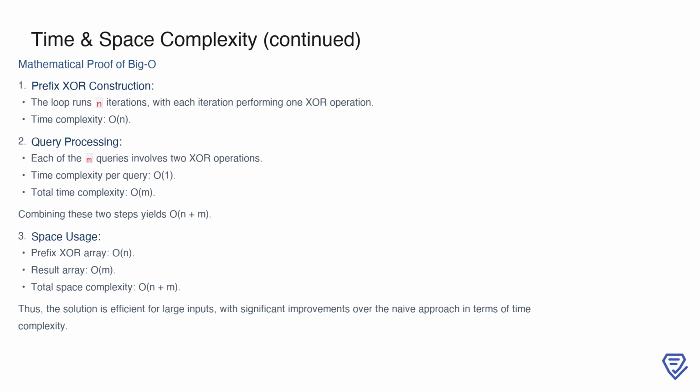Adding these together gives a total space complexity of O(n plus m). This analysis demonstrates the efficiency of the optimized solution, particularly when compared to the naive approach, as it scales well for large inputs both in time and space.